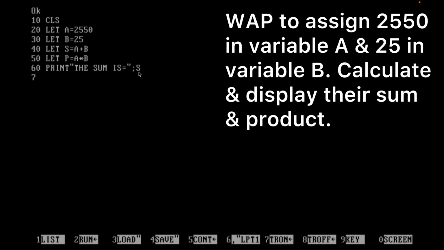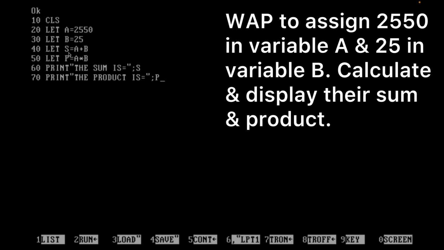Next, same way we will do line number 70, PRINT, and then open inverted commas, "The product is =", close inverted commas, give a semicolon, and the product is assigned in the variable P. So I will take this P and write it. By writing this program, the computer will understand that S is equal to A plus B, and we are asking over here to print S.